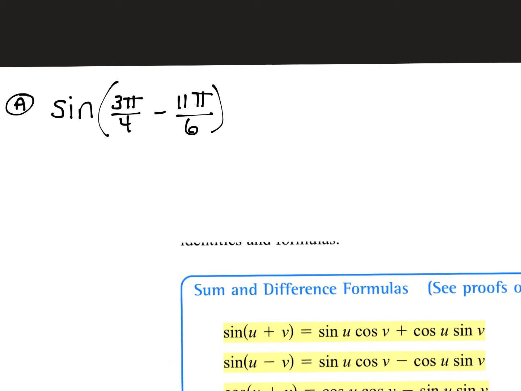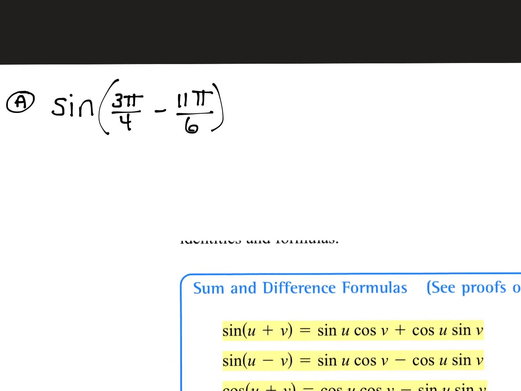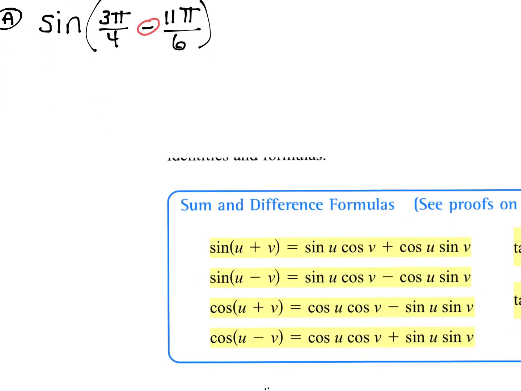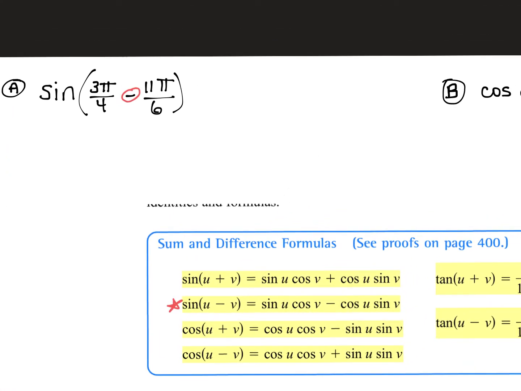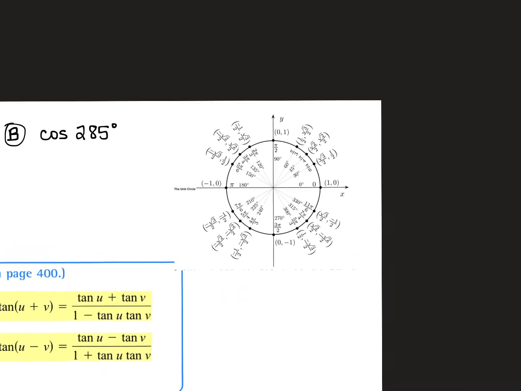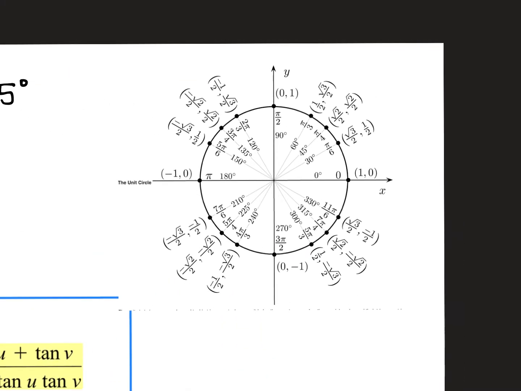So if I look at this first one, first of all, what formula do they want us to use? Sine, cosine, or tangent? Sine, and you want the sine formula that they're doing what to each angle? That they're subtracting, okay? So they're telling you, hey, this is the one I'm going to use, right? The first thing you should do is to check to see if the angles that are given to you happen to be on the unit circle, because sometimes you might get lucky and they are. So 3 pi over 4. Is 3 pi over 4 on the unit circle? Yes, it is. Everybody see that?